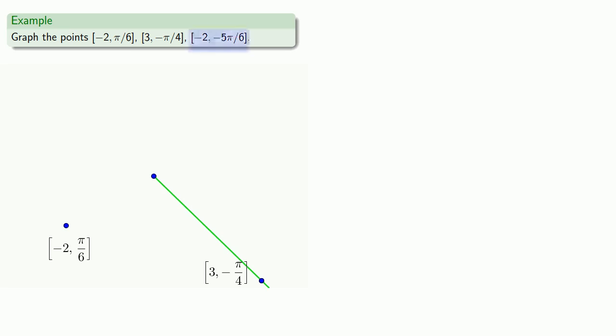So for our final point, we'll turn minus 5 pi over 6, that's a 5 pi over 6 rotation clockwise. We'll need to back up, so we'll put in that backward path, and then we'll go distance 2 along this backwards path.